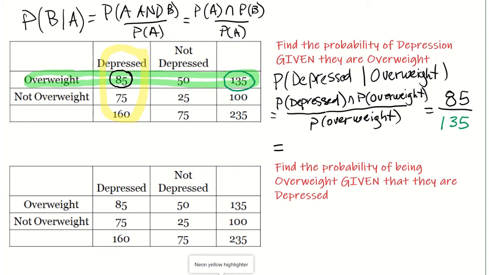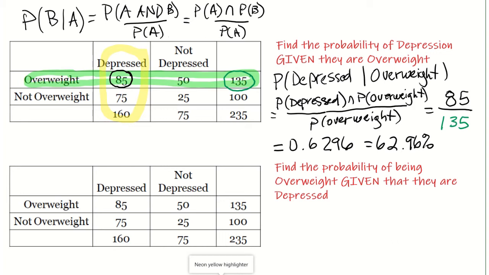solution. And when I do that calculation, that gives me 0.6296, which means there is a 62.96% probability that if my participant is overweight, then they have a 62.96% probability that they will also be depressed.